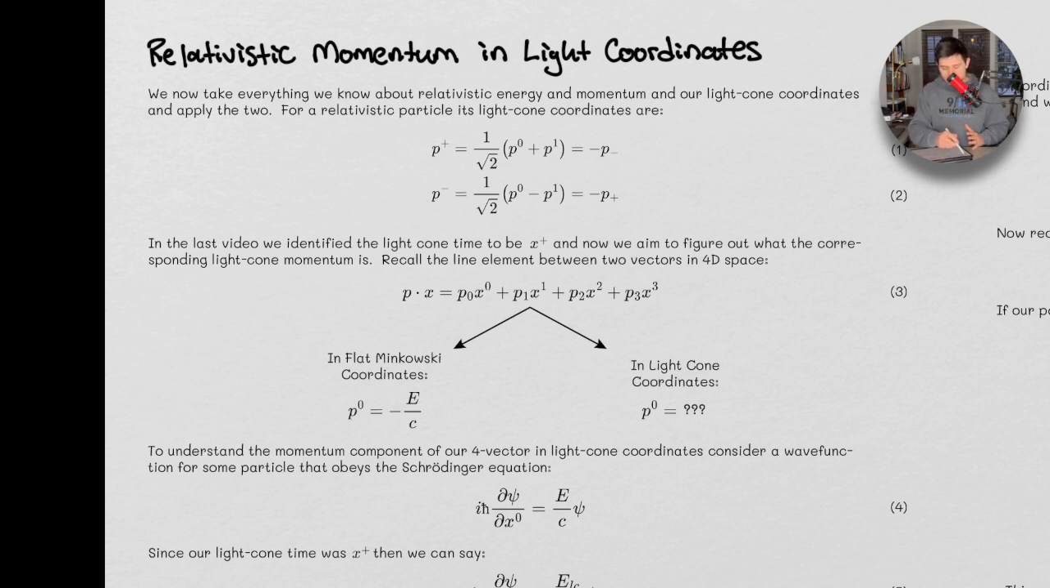So for a relativistic particle, its light cone momentum coordinates are going to be depicted in this way. Just like we did for our light cone coordinates, where we had X plus and X minus, we now have P plus and P minus, and we're going to define these two things. We can notice here that this is the negative of P minus, P underscore minus. We'll see how this works later.